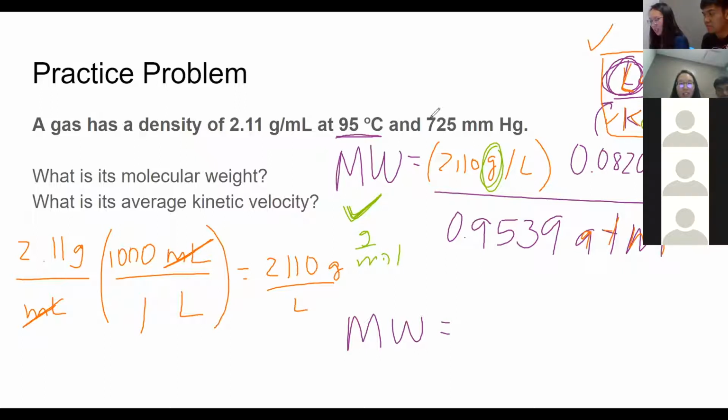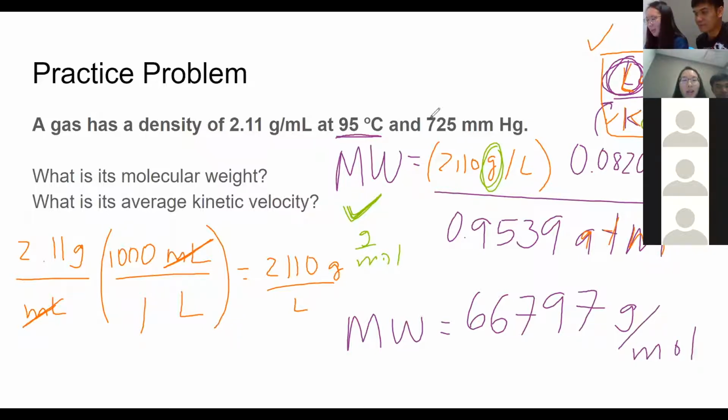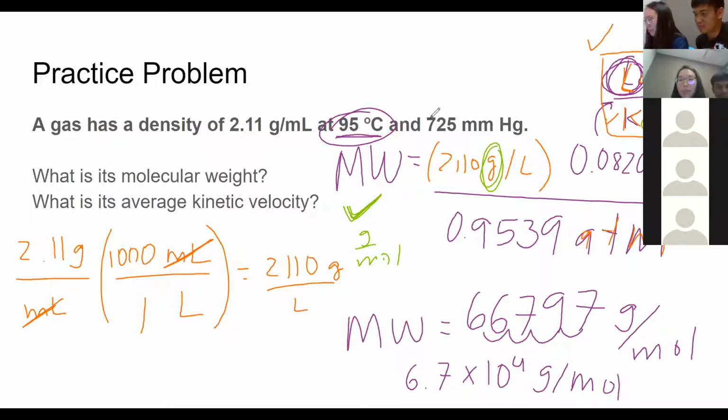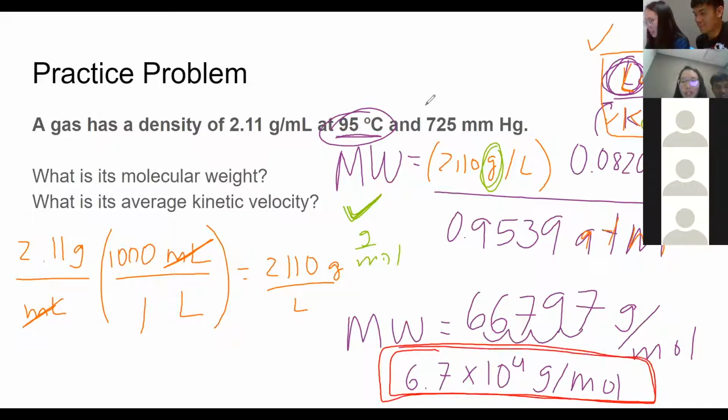It should be right because the density is very, very dense, compact. It's twice the density of water, so you should get a big number. 66,797 grams per mole. Sig figs, right? Two sig figs, so this is going to be 6.7 times 10 to the power of 4 grams per mole. Okay, this is your answer. That's one heavy molecule.